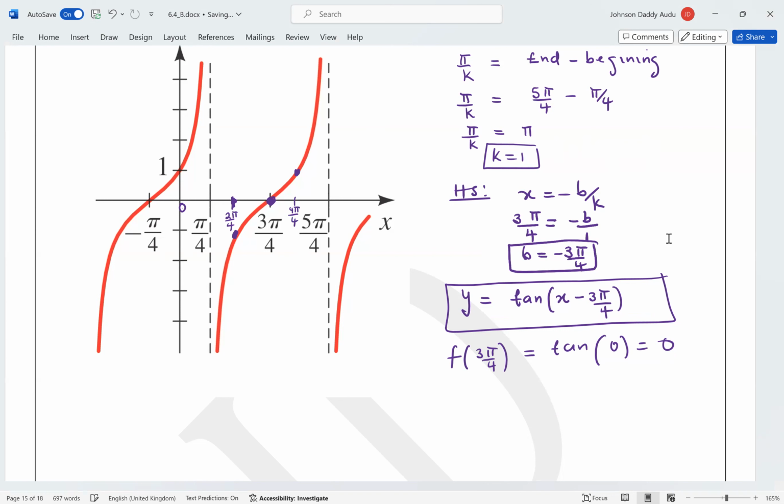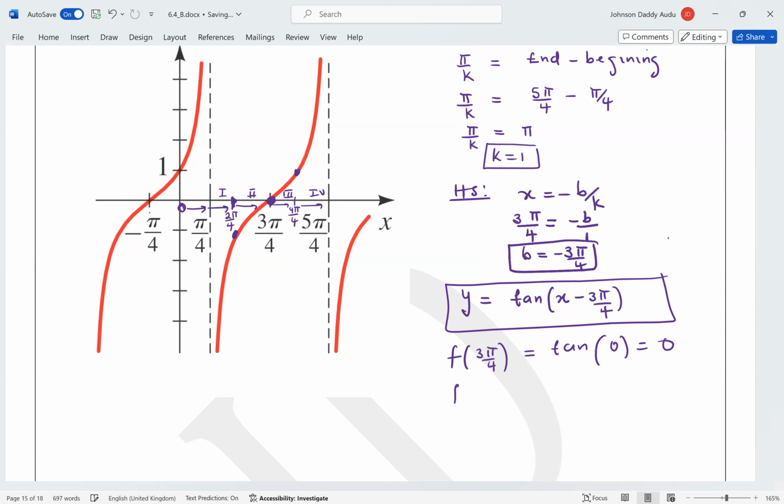Because the difference has to be what? Pi over 4. Because this is minus pi over 4, this is 0. From here to here is pi over 4, so this is going to be another pi over 4 distance. This is pi over 4, pi over 4, pi over 4. So we are using this to be the first interval, the second interval, the third, and the fourth. But only 4 is okay.